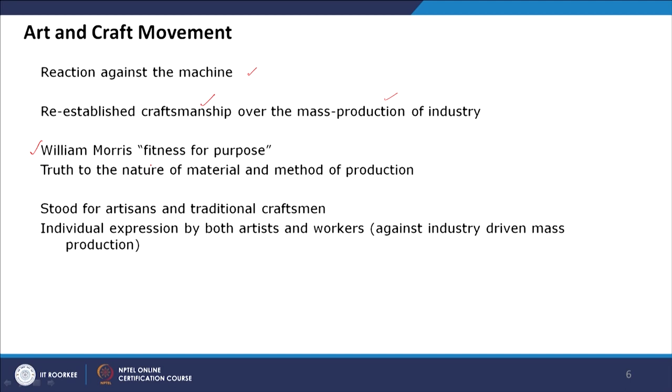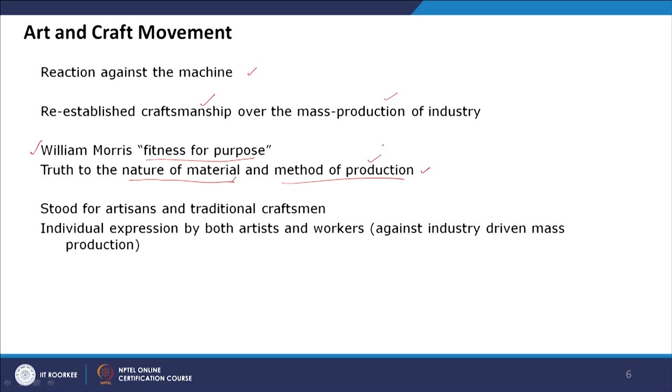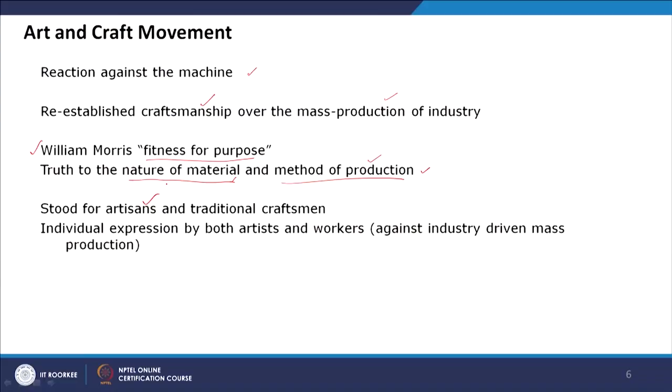What he means by the term fitness for purpose is: true to the nature of material and method of production. These two are the main important things he is saying. The nature of the material has to be considered, and then the craftsman will work according to the nature of the material, and the method of production will express their own expression and individuality through the material. So material and artisans combine together, and the product will be a unique piece which cannot be mass produced through a set factory. So it stood for the artisans and traditional craftsmanship.